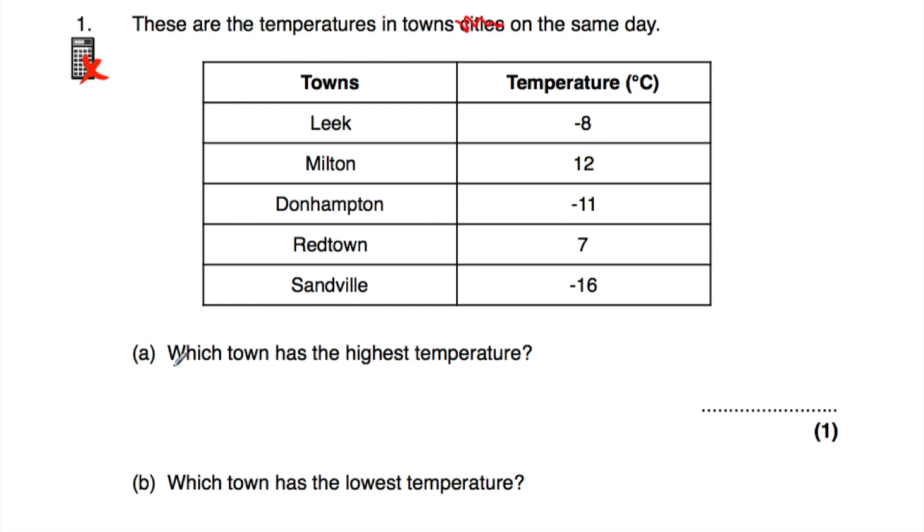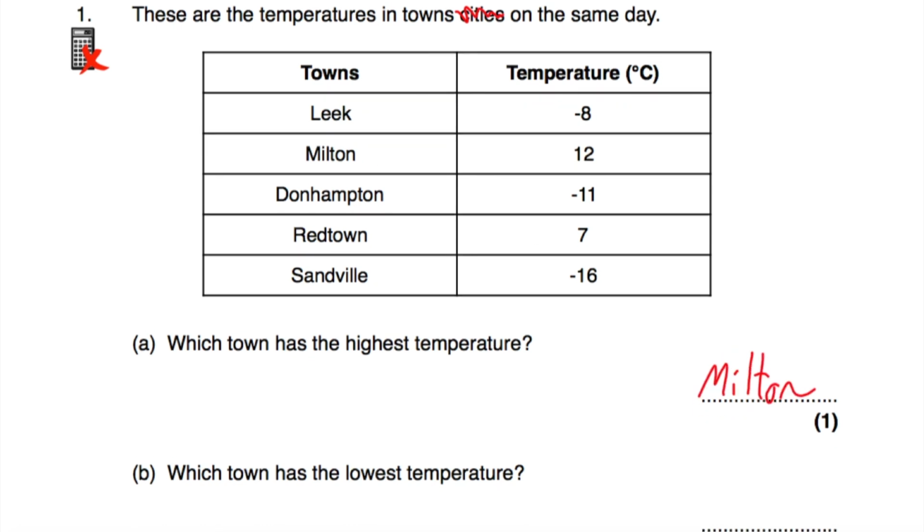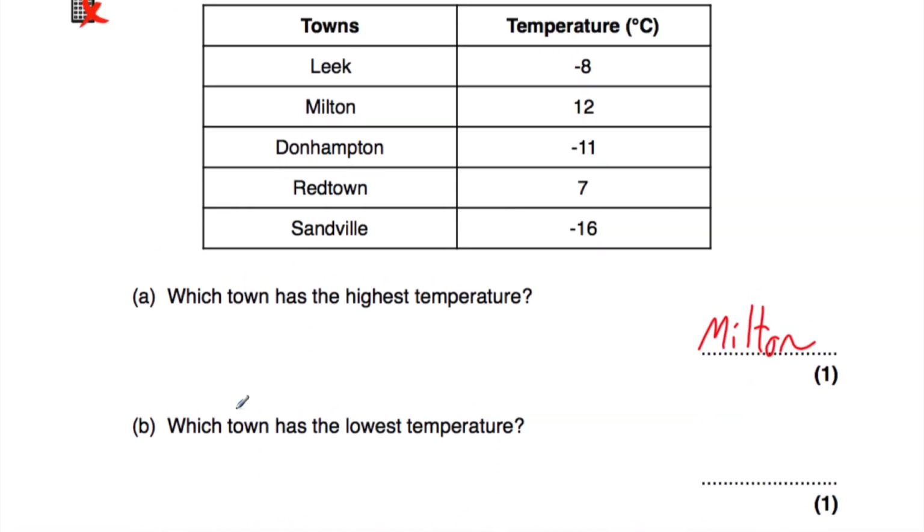And question A says, which town has the highest temperature? So if we have a look at these temperatures, the highest temperature would be 12 degrees Celsius, and that's in Milton. And the question says, which town has the highest temperature? So that would be Milton. Part B says which town has the lowest temperature. So if we have a look at these temperatures, the lowest temperature would be -16 degrees Celsius, and that's in Sandville. And the question says which town has the lowest temperature? So the answer would be Sandville.